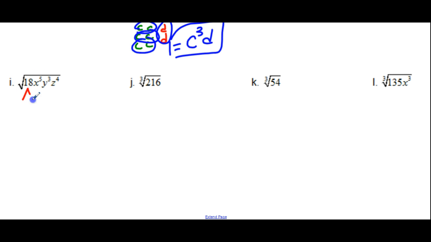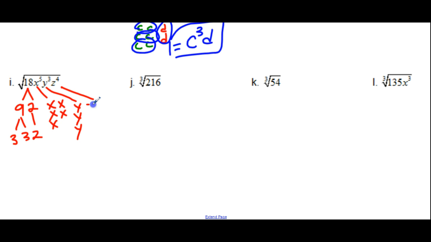So we're going to break this down, let's say 9 times 2, right? This one we can break down to 3 times 3, and then we're just going to bring the 2 down. The x, we have x, 1, 2, 3, 4, and 5, right? The y, I'm going to put 1, 2, and 3. Then z, I'm going to put z, z, z, and z. Alright, so make sure you guys counted right.